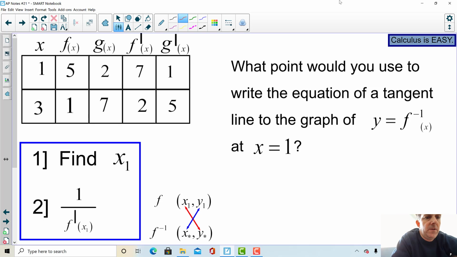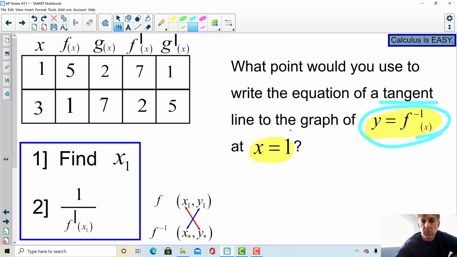For this example, we're going to use a table. That's a common thing that you would see on the AP test. So here it says, what point would you use to write the equation of a tangent line to the graph of y equals f inverse of x at x value of 1? Okay, so this x value of 1 belongs to the inverse. But notice we want the tangent to be on the graph of the inverse. So we're going to stick with this x value of 1 that they're telling us.